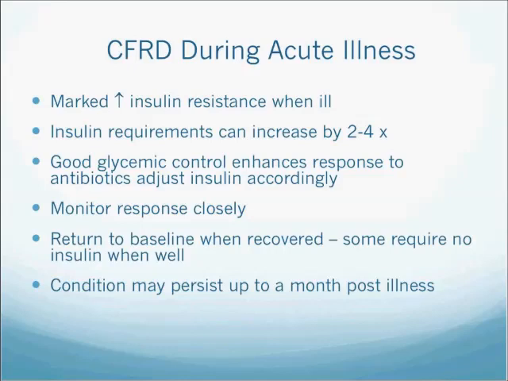When patients have ongoing pulmonary exacerbations or acute infection, they can have a marked increased insulin resistance. Their insulin requirements can actually increase by 2 to 4 times their usual. And so it's really important to monitor them closely and adjust their insulin appropriately. It's important to have good glycemic control generally, but especially with ongoing exacerbations, because it can enhance the response to antibiotics to control infection. And so, as I said, it's really important to adjust their insulin daily and very regularly.